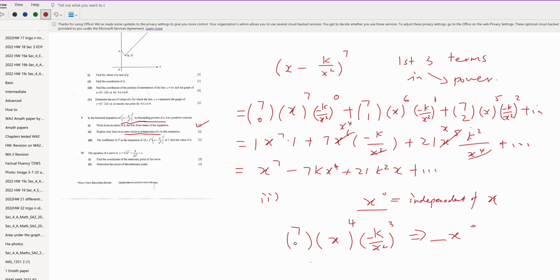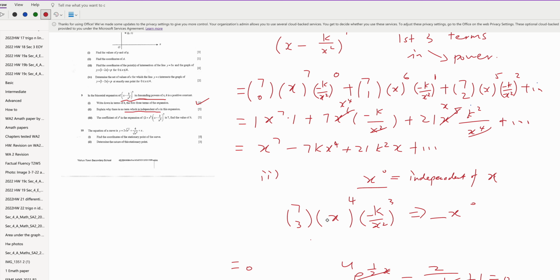So if this is 4, this is 3. Now I remember already, if this is 7, this has to be 0 because 7 minus 0 is 7. If this is 6, 7 minus 1 is 6. Okay, so if you put 4 here, this has to be 3. So if you put 4 here, this one will be what? You will end up with x to the power negative 2, you know?